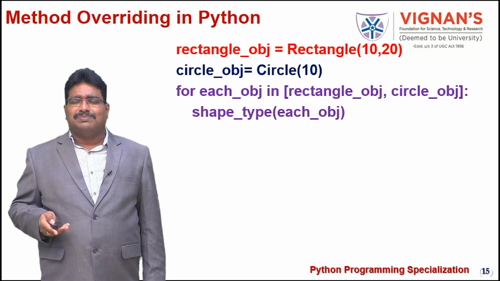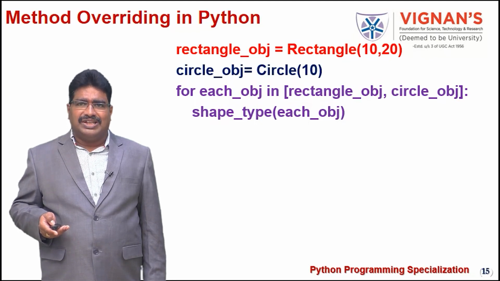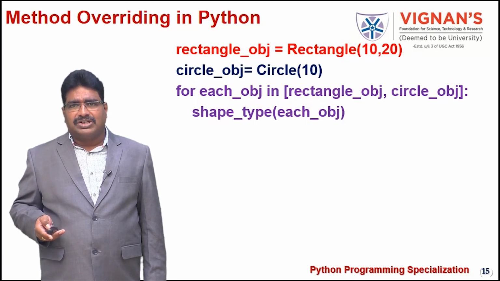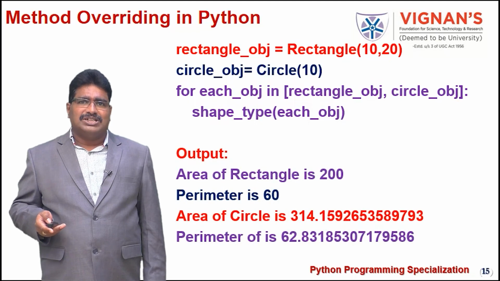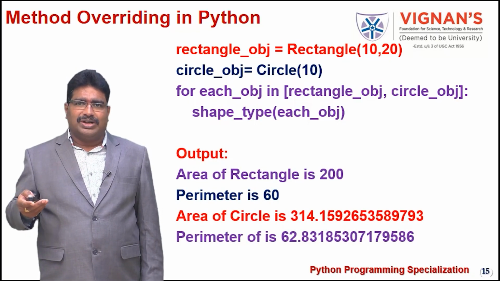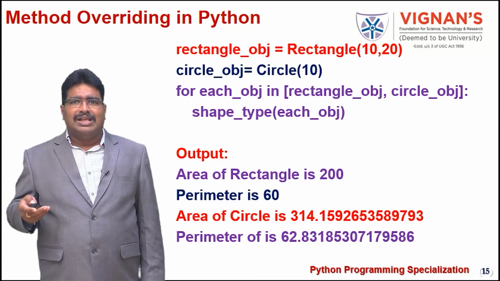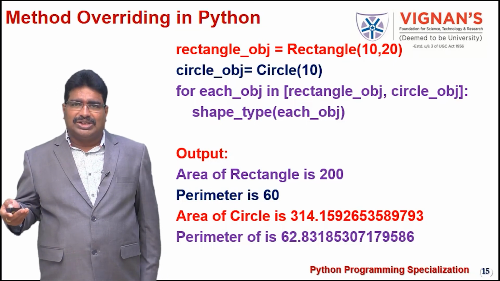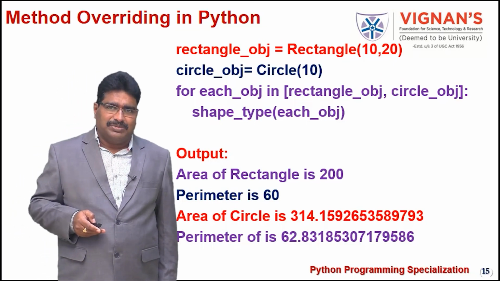For that reason, it calls rectangle object.area, and similarly rectangle object.perimeter, and displays them. It displays the value 10 into 20, which is 200, as the area of the rectangle, and similarly the perimeter is 2 into (width plus height), that is 2 into (10 plus 20), that is 2 into 30, equal to 60, displayed as the perimeter.